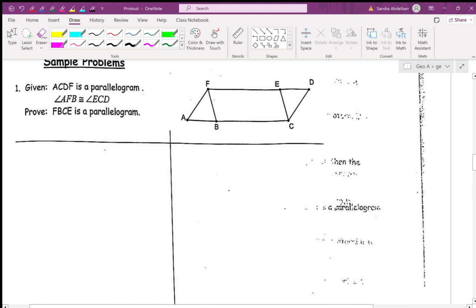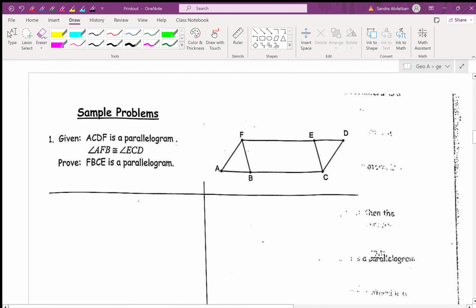All right, so it says given ACDF is a parallelogram. So that's the big quadrilateral. Given that the big quadrilateral is a parallelogram, then we have angle AFB, that's this angle over here, is congruent to angle ECD, this angle over here. We want to prove that FBCE is a parallelogram. So we need to prove that this is a parallelogram.